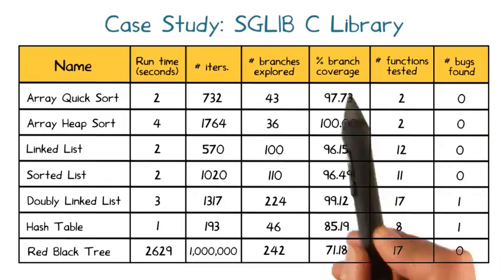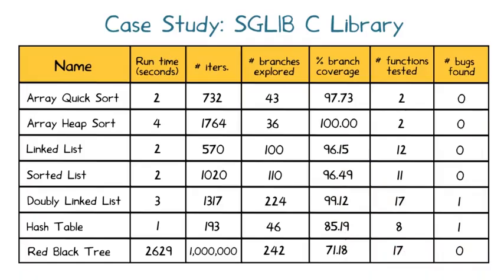Notice that the branch coverage in most cases is very high, approaching 100%. The authors of the case study investigated the few branches that weren't covered and found that most of them were in fact unreachable. You can read more about this case study in a technical paper linked from the instructor notes.